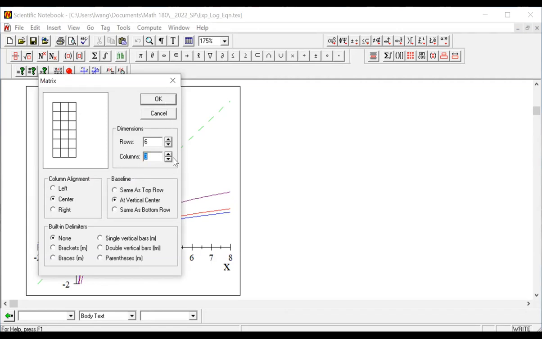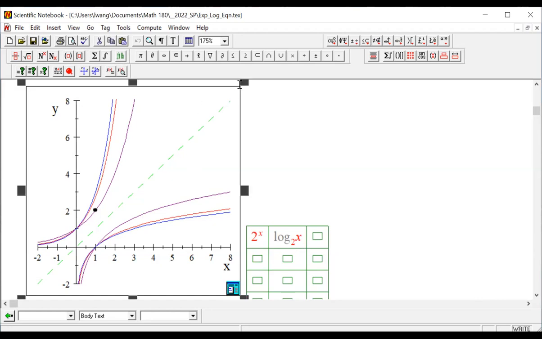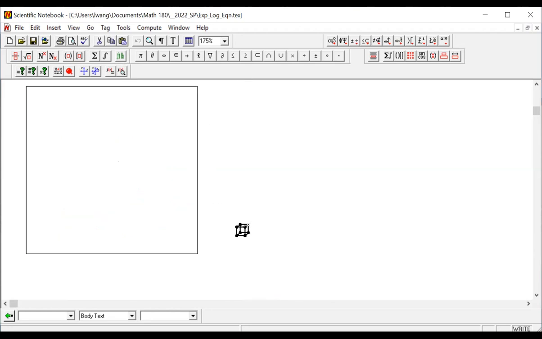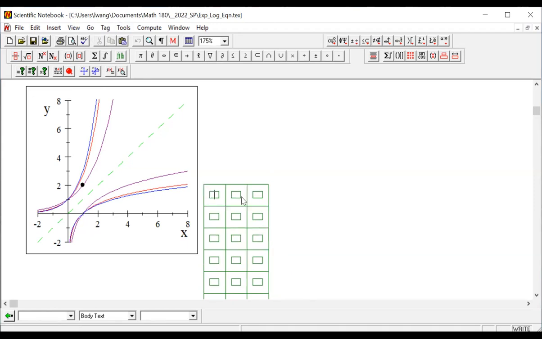Okay, that should be sufficient, right? So for 2 to the power x and log base 2 of x, we've plotted a lot of those points. So with that, we know the points. I'm going to put this over here.